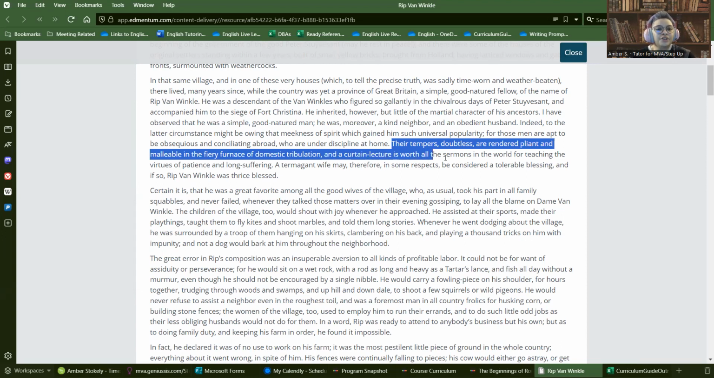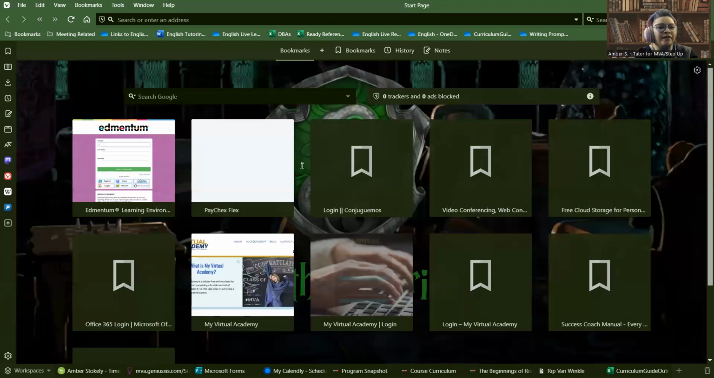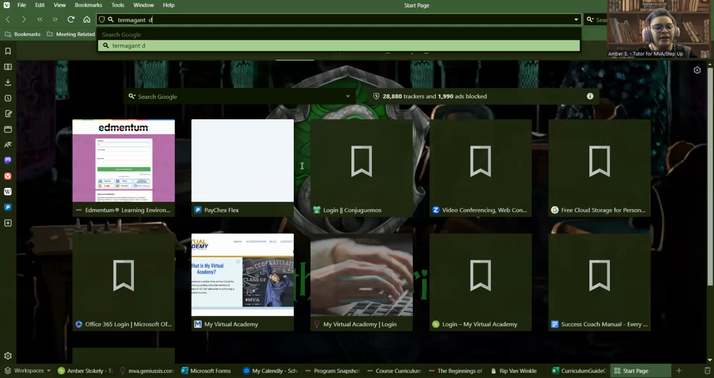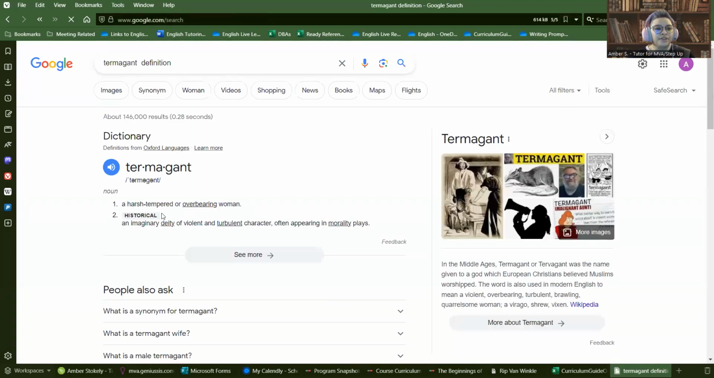And a curtain lecture is worth all the sermons in the world for teaching the virtues of patience and long suffering. We have a termagant wife. Now, termagant, and we're kind of getting hints at what he's like, right? If he's been beaten into submission at home, then having a termagant wife probably means a spouse who's angry, disgruntled. But we're going to make sure by looking it up. Context clues are great, but you always want to make sure. So yeah, it says a harsh-tempered or overbearing woman.